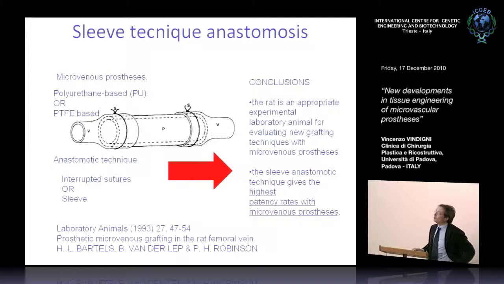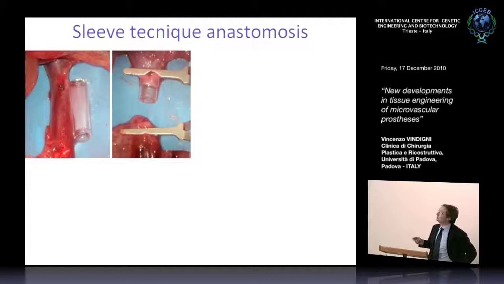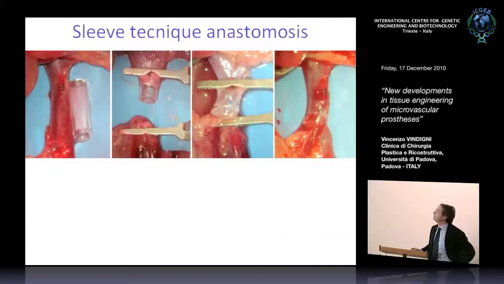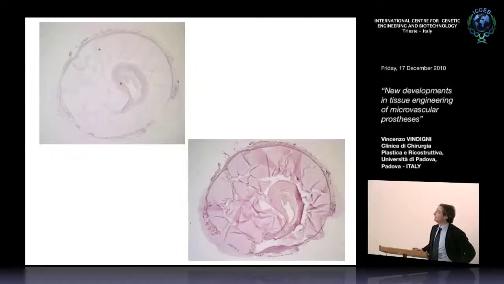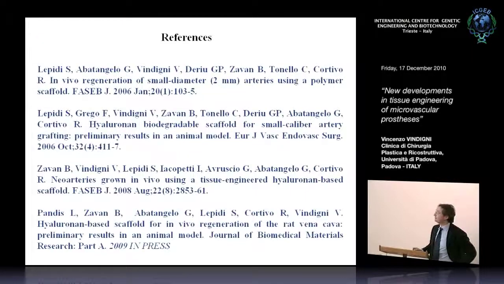And we are developing a new possibility of surgical application. We have developed a small ring of hyaluronic acid, and we put it inside the artery to allow a more easy and less time consuming surgical anastomosis of the artery. But this is only at the beginning, and we are observing some good results. But we have to study better the endothelial layer.